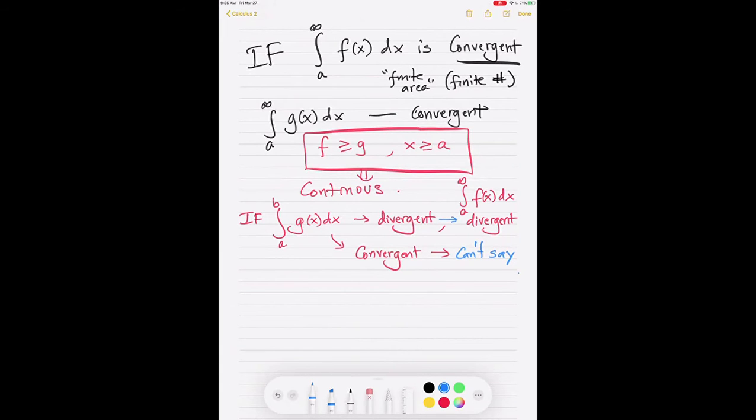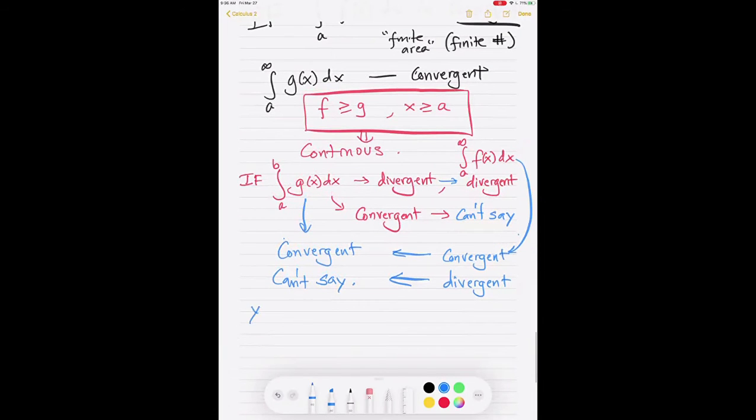Now I'm going to say if this is convergent. Convergent is a finite amount of area. Then I know this is convergent. If this is divergent, can't say. And that is the comparison property. So you're making a conclusion about one integral knowing the other.